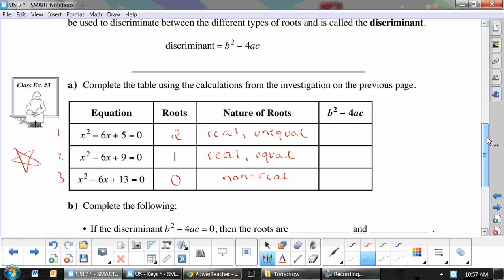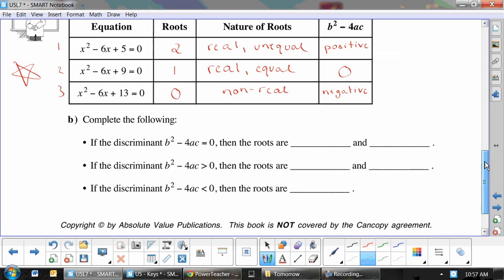So when we have real unequal roots, we say that this is positive, right? Because it's greater than 0. When they're real but equal, it's 0. And when it's non-real, they are negative. Okay? So now when you're doing the quadratic formula, by the time you're done this step, you already know whether you have 1 root, 2 roots, or no roots. So it's another trick to help speed things up.